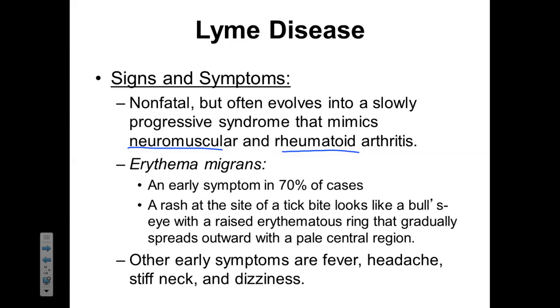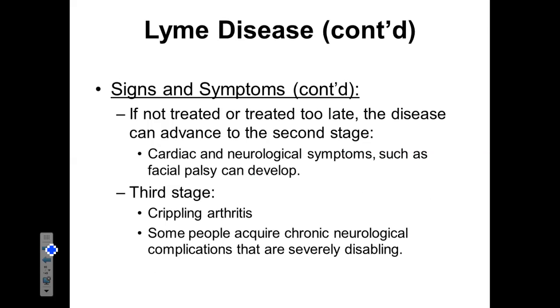It can also result in erythema migrans. This is also known as the bullseye rash. This is an early symptom in the majority of cases, approximately 70% of cases. This symptom is going to result in a red rash that's going to spread outward in concentric circles from the bite or the portal of entry. Some other symptoms that are associated with early infection are going to be fever, stiff neck, and or occasional dizziness.